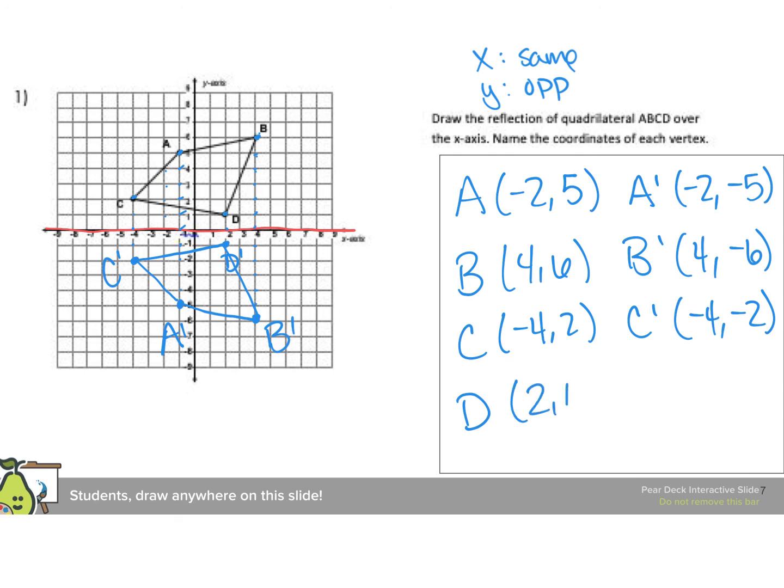And D, quadrant 1, everything is positive. It's at 2, 1. D prime, x stays the same. Y becomes its opposite. That's it. So we can do these a little bit faster.